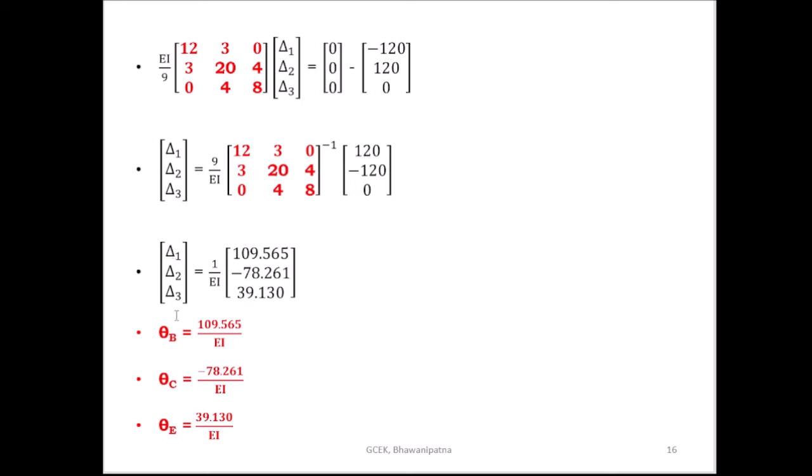So here delta 1 is equal to theta B is equal to 109.565 by EI, and delta 2 is equal to theta C is equal to minus 78.261 by EI, and delta 3 is equal to theta E, which is equal to 39.130 by EI. So these are the rotations you got at B, C, E, that is at coordinate 1, coordinate 2 and coordinate 3. Then after knowing the displacements, you can find out the internal forces.